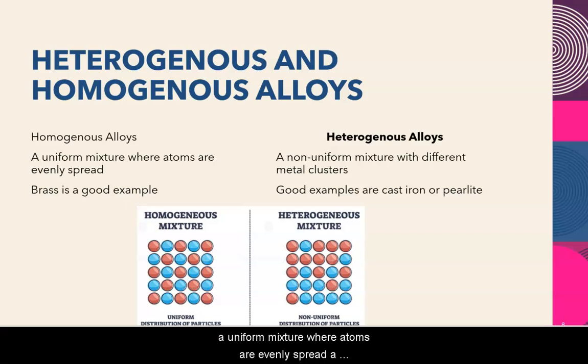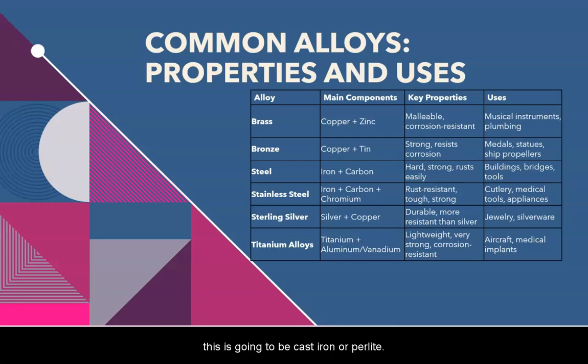Two other types of alloys, or not types, but like viewpoints of alloys, are a homogeneous alloy, which is a uniform mixture where atoms are evenly spread. Brass is a very good example of this. And you can see it's an even distribution of particles. It's going to be really smooth, versus a heterogeneous alloy, which is a non-uniform mixture with different metal clusters. You're going to be able to almost feel the metal pieces in it. And a good example of this is going to be cast iron or perlite.